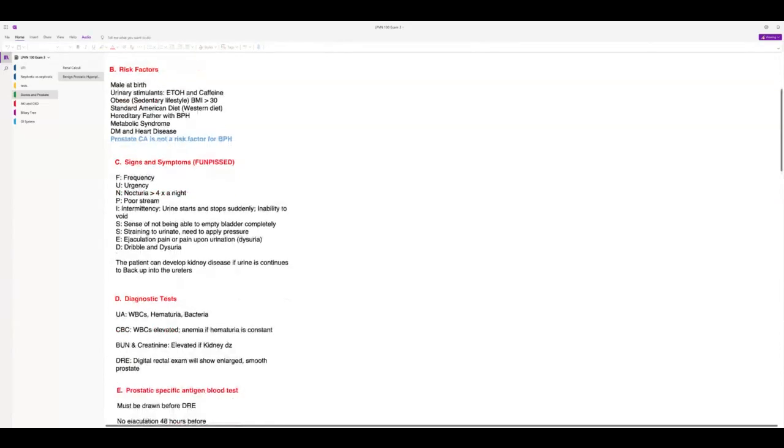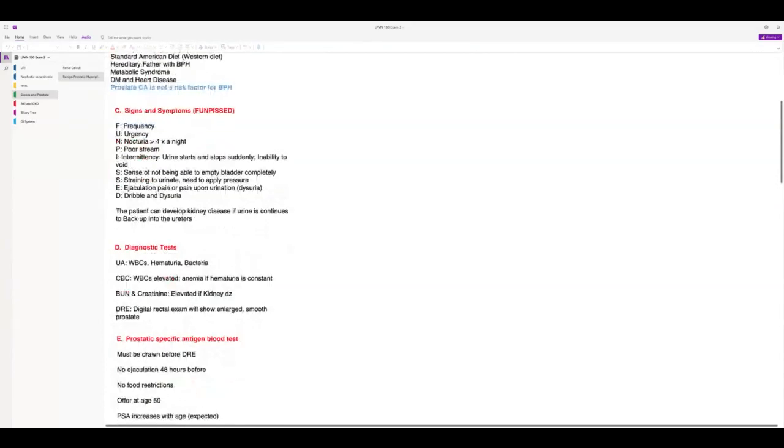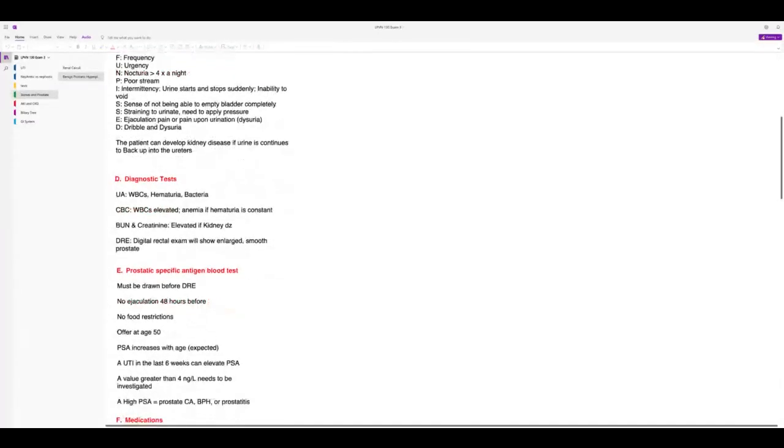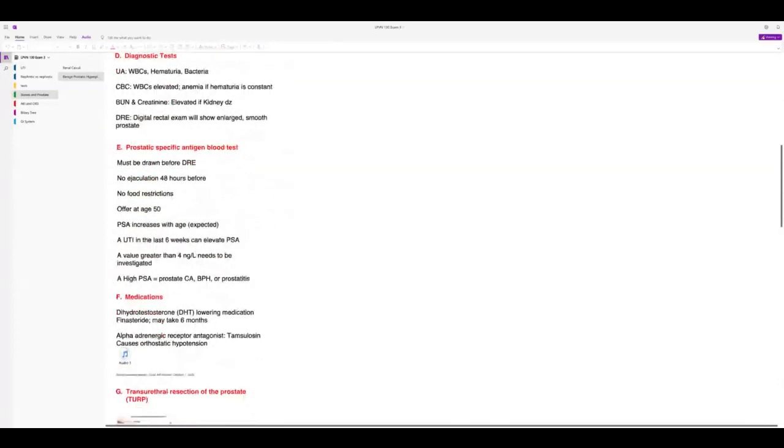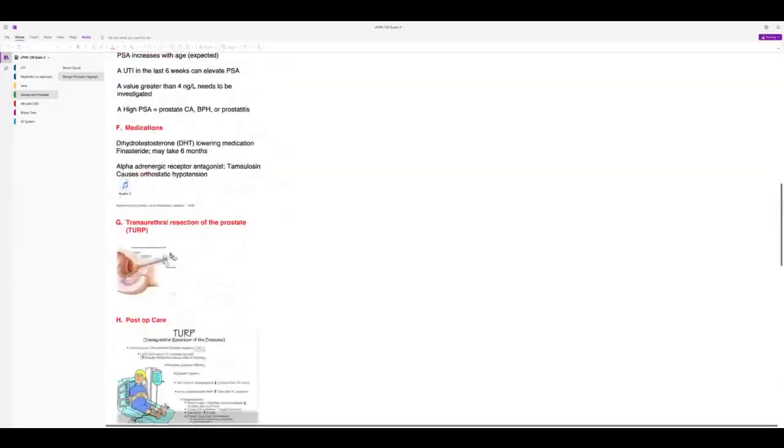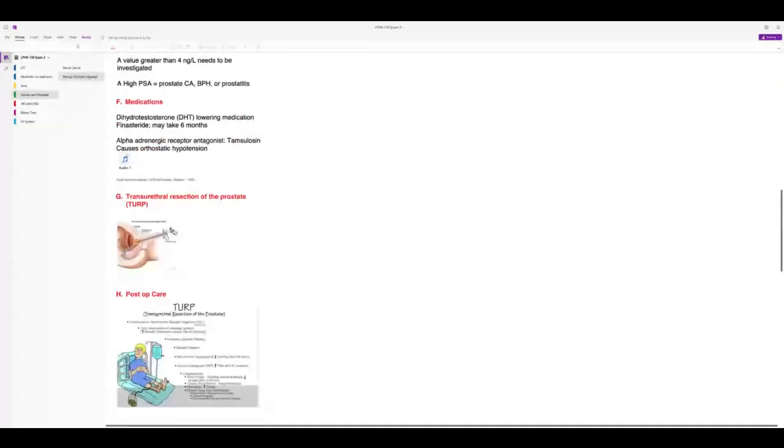With the diagnostic test, their urine's going to show white blood cell count, hematuria, and bacteria. The CBC, the WBCs are going to be elevated. BUN, if they're having kidney problems, that'll be elevated. With medication, they can get medications for it, but this is what is highly tested, the transurethral resection of the prostate. So this is a TURP. The surgeon basically goes in through the urethra with this surgical tool and rotor-rooters the prostate.